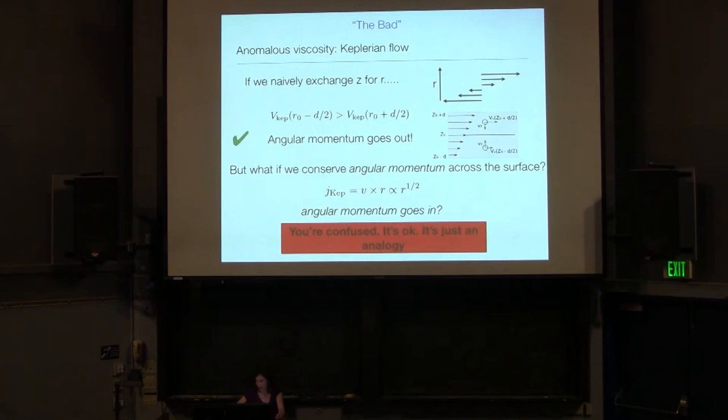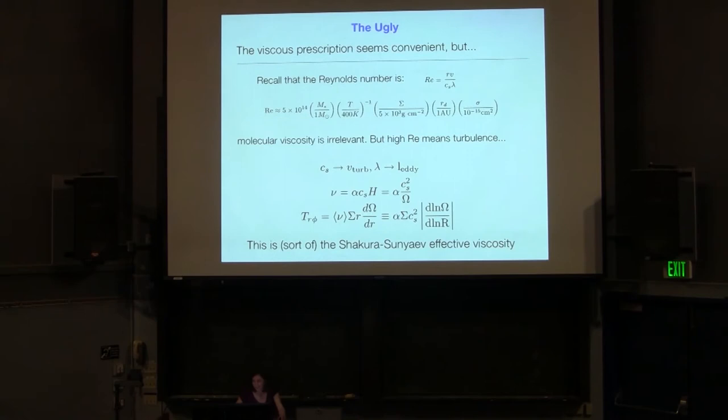So making things worse, despite the fact that I said it's a little confusing to apply this viscous analogy in general, what's even worse is that, of course, the molecular viscosity in protostellar disks is tiny. You can calculate the Reynolds number in a typical protostellar accretion disk. For a star of about a solar mass, temperature of 400 Kelvin, reasonable surface density at a distance of 1 AU, the Reynolds number of the flow is 10^14. So molecular viscosity, which is the thing we're familiar with on Earth, is totally irrelevant.